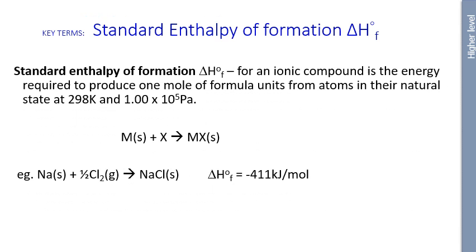So let's now look at some key terms. The first one is the standard enthalpy of formation, or delta H naught F. The standard enthalpy of formation for an ionic compound is the energy required to produce 1 mole of formula units, remembering, of course, this is the formula unit for sodium chloride, NaCl, the simplest ratio, from atoms in their natural state at 298 Kelvin and 1 times 10 to the 5 pascals. That's the example there for sodium chloride. So it's going to be from 1 sodium and half a diatomic chlorine molecule to give sodium chloride, which gives a certain value.